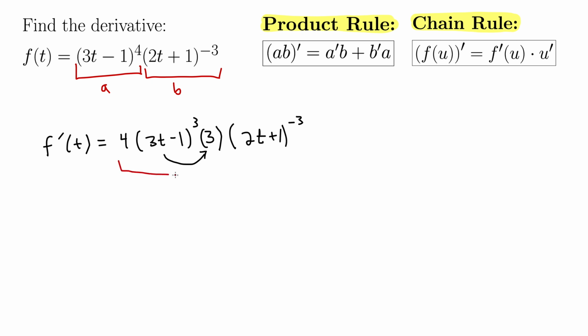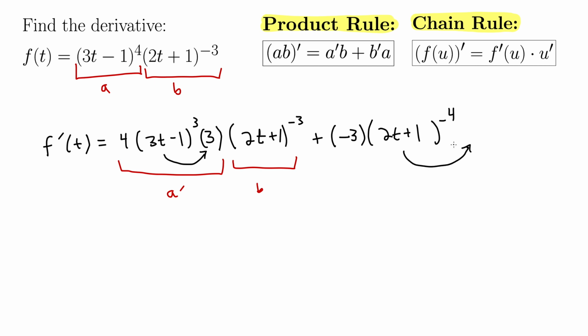Okay, so what have we done so far? We have a prime and b. Okay, so now we do the second part of the product rule, b prime a, so plus b prime, so now I'm taking the derivative of this b term here, so we have negative 3, stuff inside to the negative 4. What goes inside? Same thing that's in there already, 2t plus 1. But don't forget the chain rule, right? Here's our chain part. We have the times the derivative of the inside. The derivative of 2t plus 1 is simply 2.